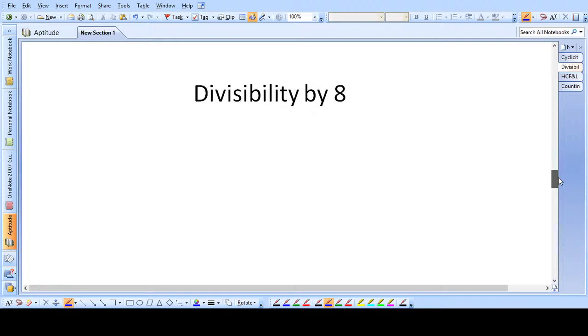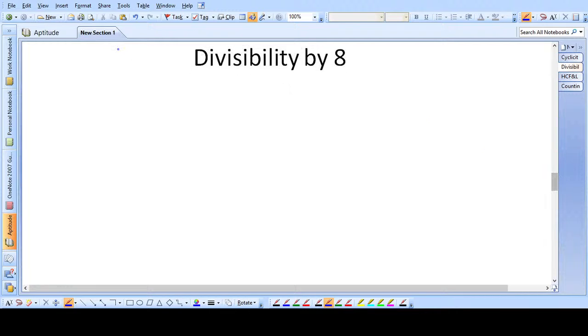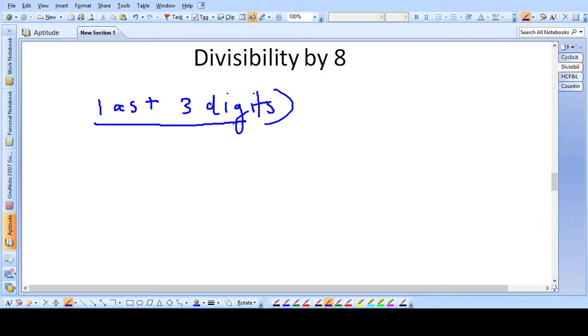Now divisibility by 8. Here you have to consider the last 3 digits of that number. You have to take those last 3 digits and check that they are perfectly divisible by 8. If the last 3 digits are divisible by 8, that means your number is divisible by 8.